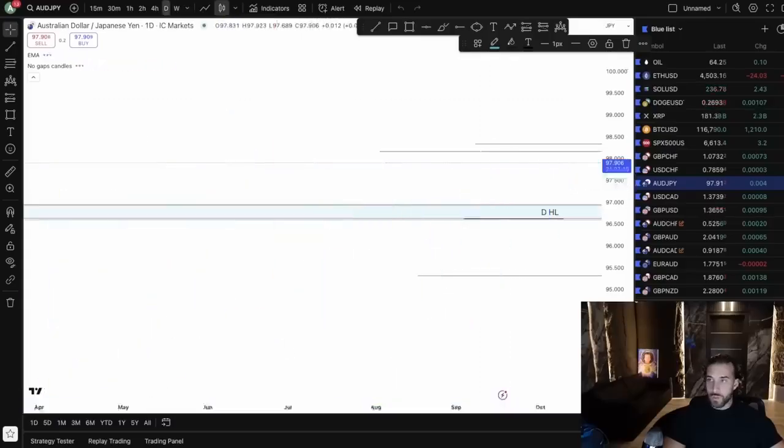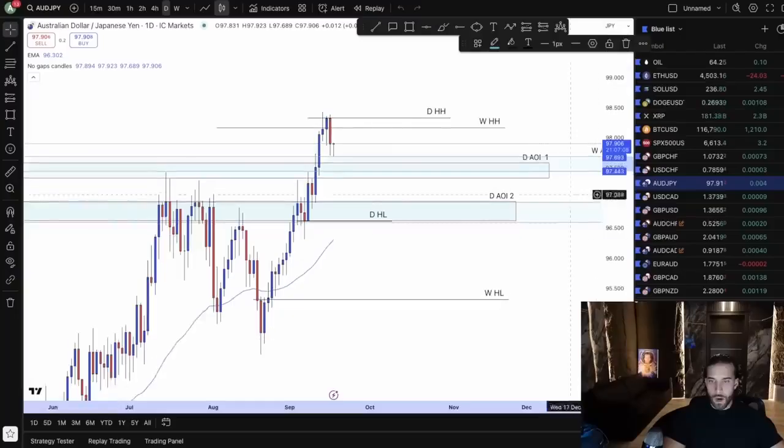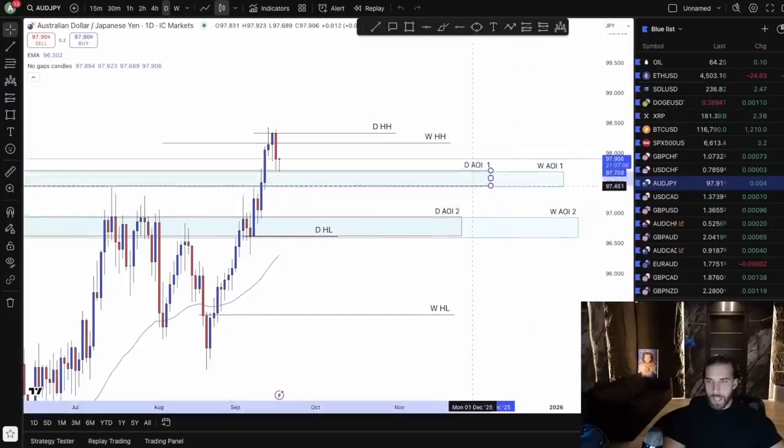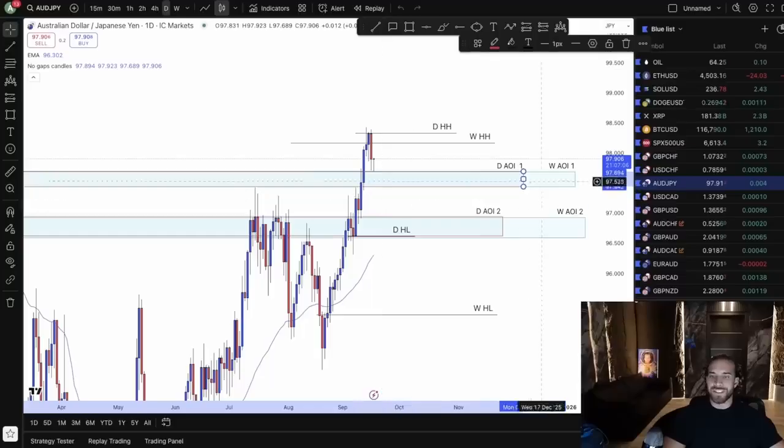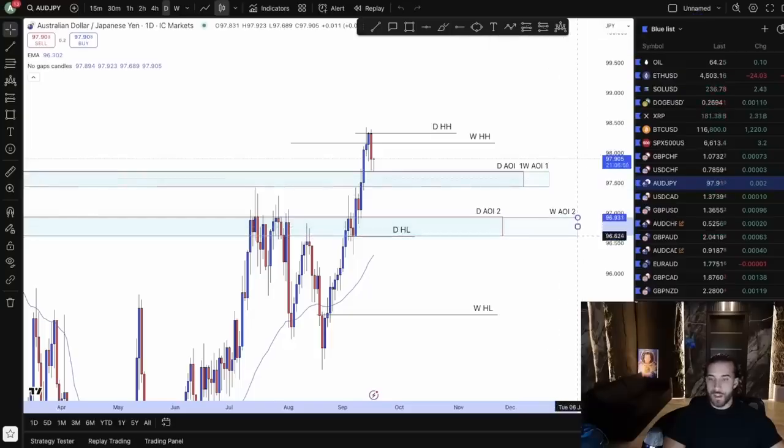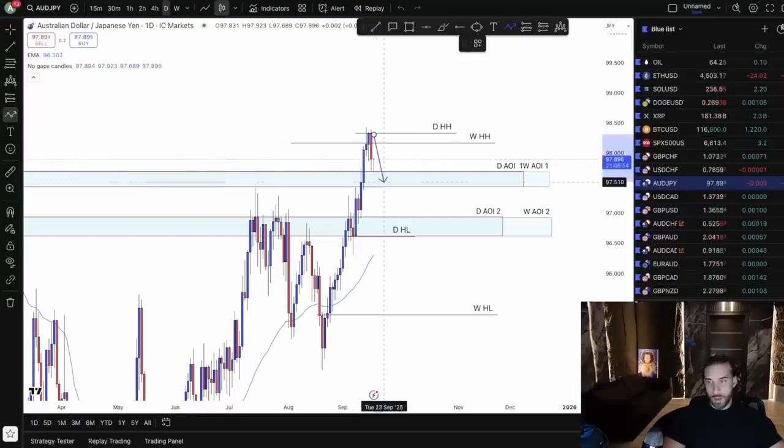What I could do here as well is move the daily time frame up along with that weekly, and then boom, right there we have a perfect daily area of interest that aligns with a weekly area of interest. This is a beautiful sweet spot. This right here lets me know that if price retraces to this area, which is where we are right now, not only are we at a daily and weekly area of interest, but they're both overlapping.